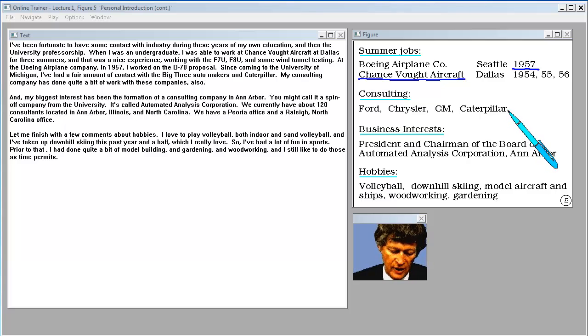Since coming to the University of Michigan, I've had a fair amount of contact with the big 3 automakers and Caterpillar. My consulting company has done quite a bit of work with these companies also. And my biggest interest has indeed been the formation of a consulting company in Ann Arbor. You might call it a spin-off company from the university. It's called Automated Analysis Corporation. We currently have about 120 consultants located in Ann Arbor, Illinois, and North Carolina. We have a Peoria office and a Raleigh, North Carolina office.